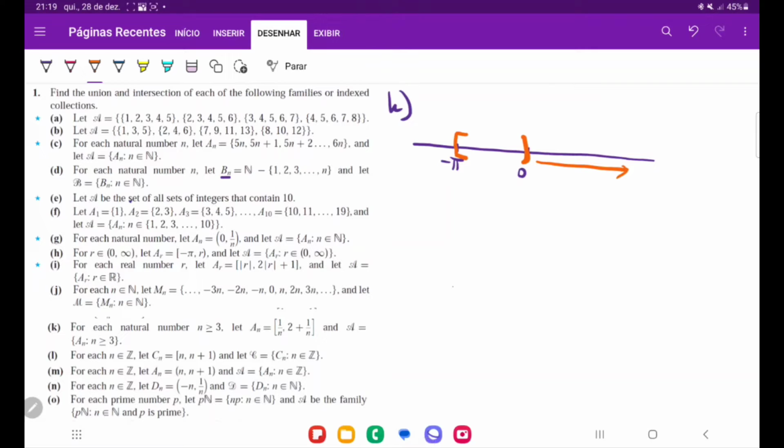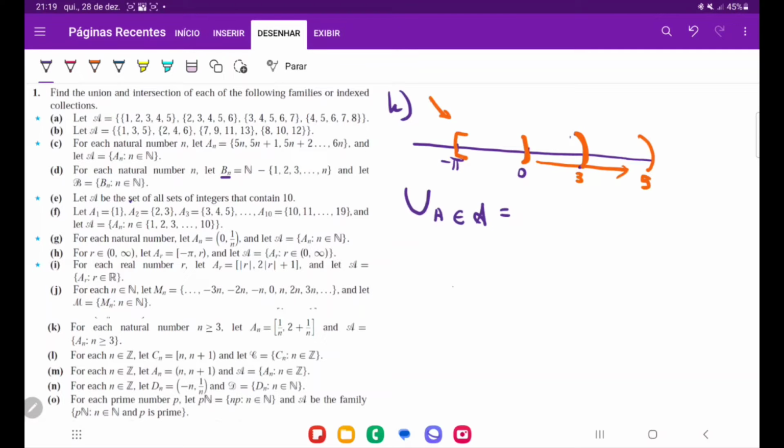So maybe A10, sorry, or maybe I'll put like A3. So A3 is going to be out here. Maybe I'll draw this in orange. A3 is going to be out here where this is 3. A5 is going to be out here where this is 5. So this left-hand boundary is fixed at negative pi, but the right-hand boundary begins at 0 excluded and then extends out to infinity.